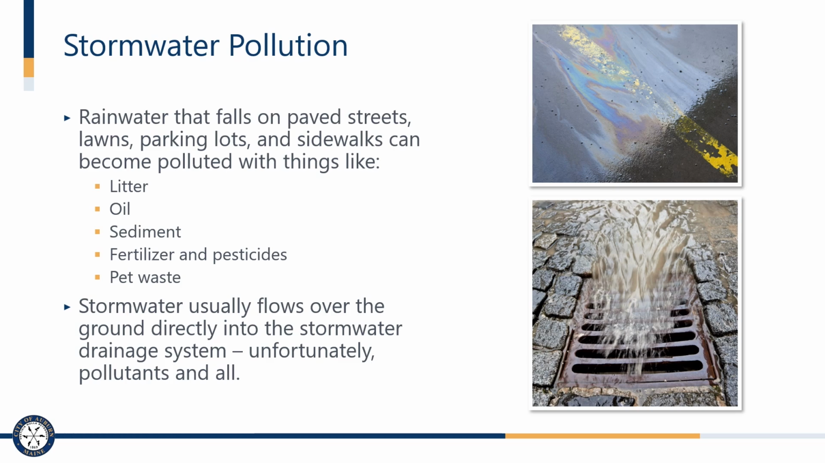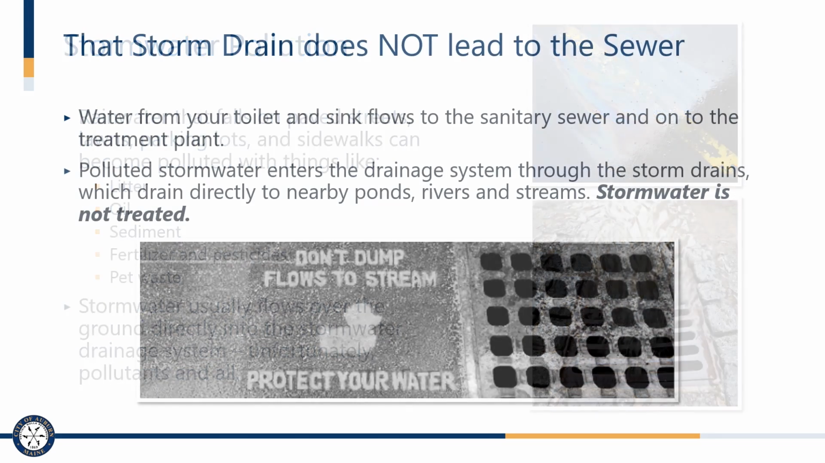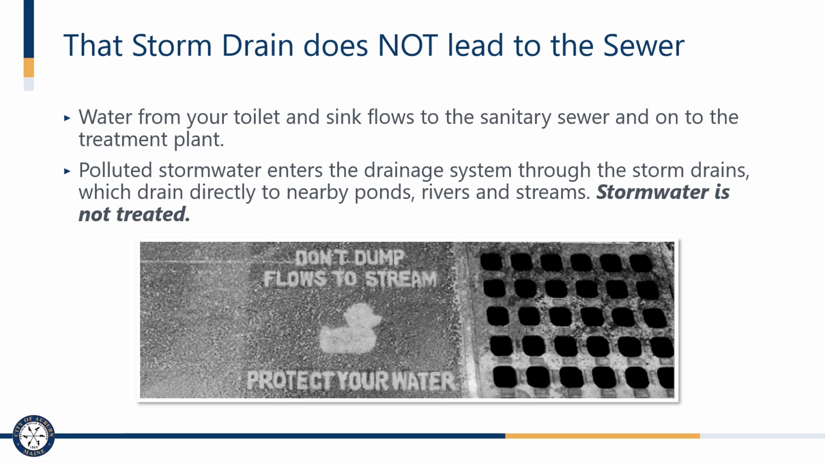When stormwater falls onto the ground and runs off, it often picks up pollutants like trash, oils, sediment, fertilizer, pesticides, and pet waste. And then it carries those pollutants into the drainage system. In a built environment, stormwater usually flows over hard surfaces directly into storm drains. There's no opportunity for these pollutants to be filtered out of the stormwater before it enters our drainage system. Stormwater is not like water from your toilet and sink, which flows into a sanitary sewer system and is treated by the wastewater treatment plant.